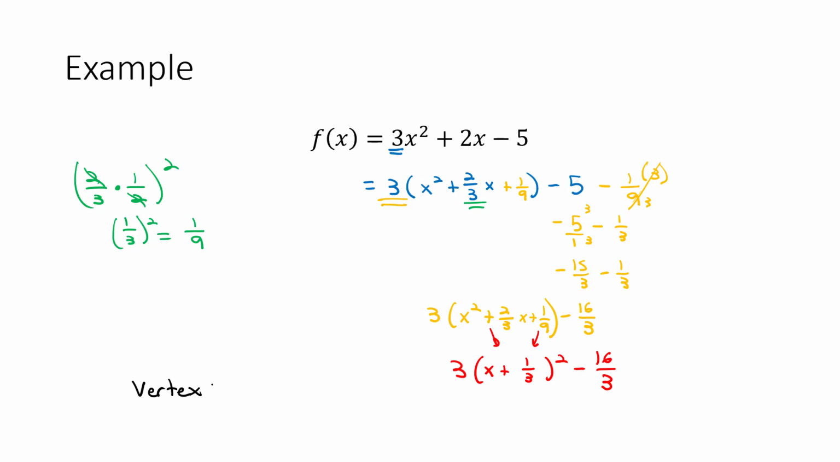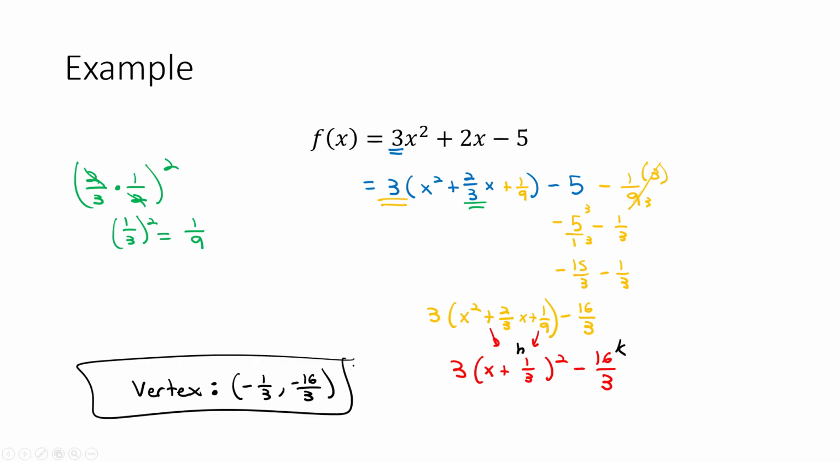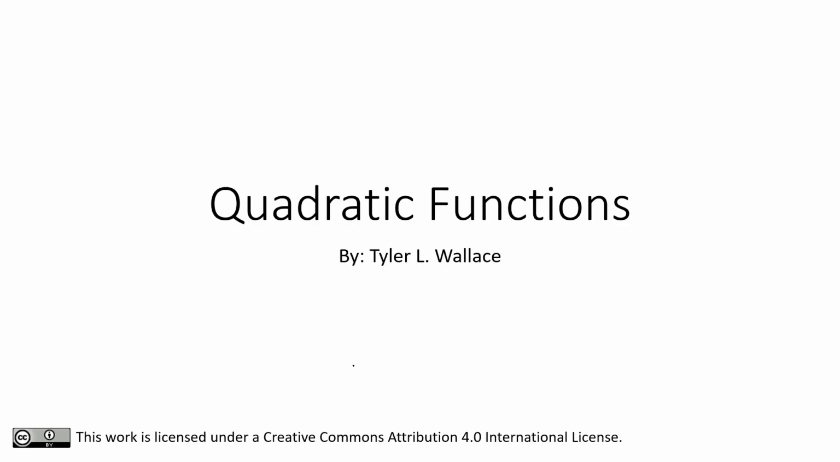We can see the vertex is at the point h, comma k, but we have to take the opposite of h. So the vertex is at negative 1/3, comma, negative 16 thirds. A little bit more work because it was a fraction, but not too tough to identify. We can find any vertex by completing the square on the quadratic.